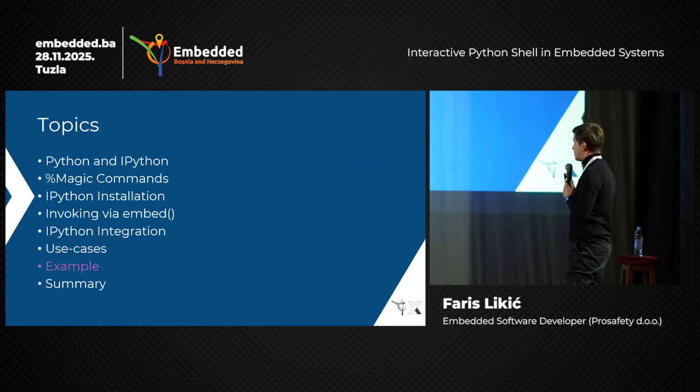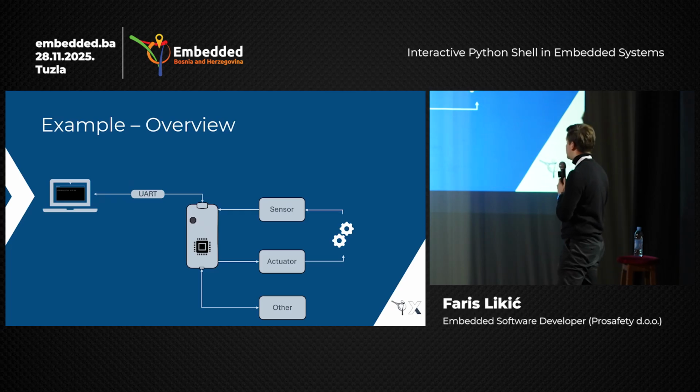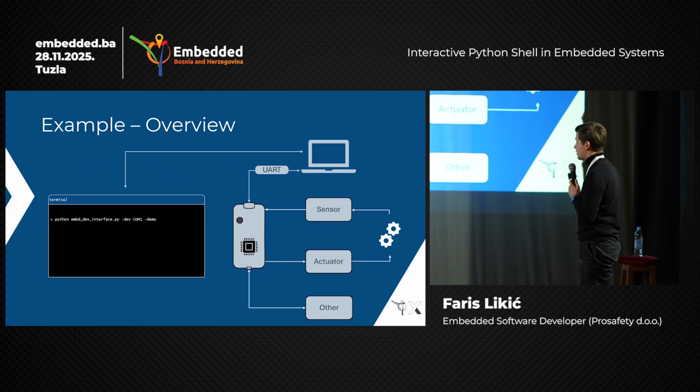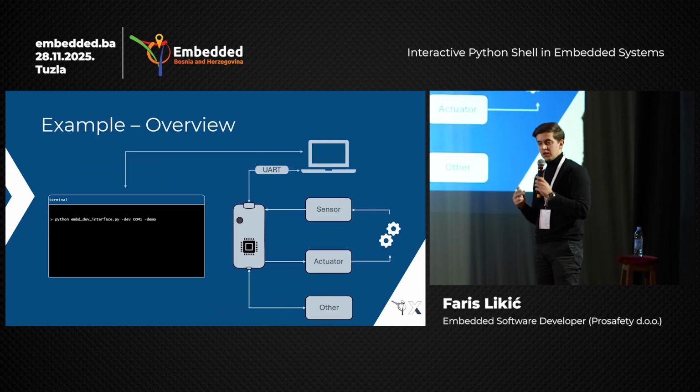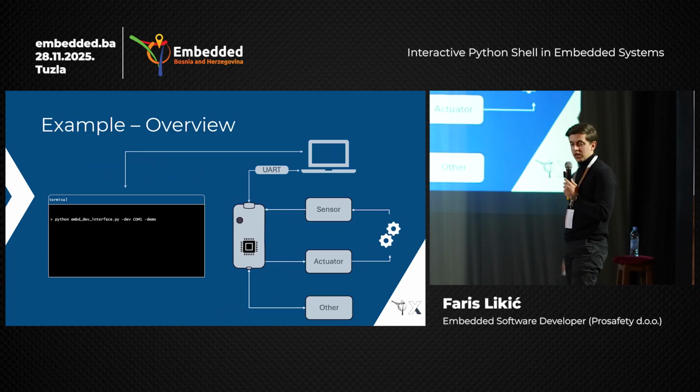Okay, now we have a short example. This is some kind of a system. You have a device that's connecting to an embedded device. You have a sensor, an actuator, some kind of system you're controlling, and then whatever else you want to have. So we would basically execute or call Python and then execute this Python file, embedded_device_interface.py, and then we would pass it a few command line arguments. This is exactly the context we were talking about earlier.